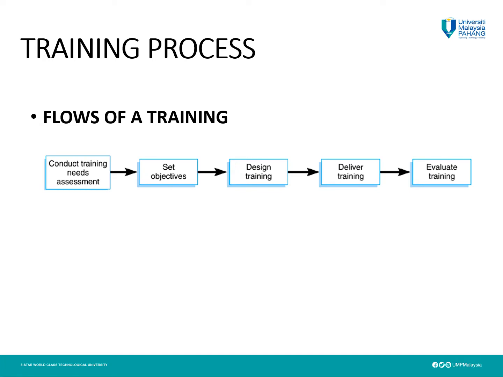This is a picture of how training should be conducted. So what is the flow of the training itself? A successful training program should begin by assessing training needs. In other words, the organization must first have some idea of what workers need to know to perform their job. The next step is to set the objective. The objective here means what the training is supposed to accomplish.